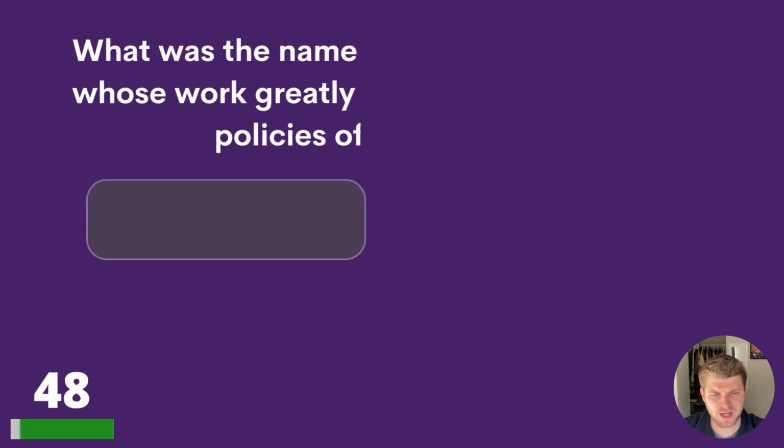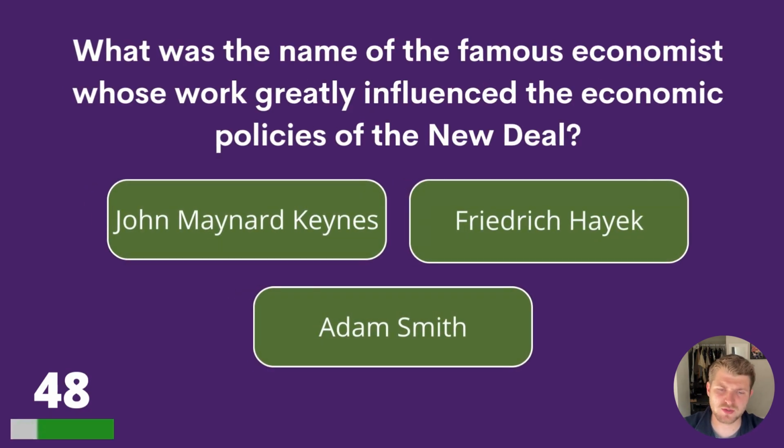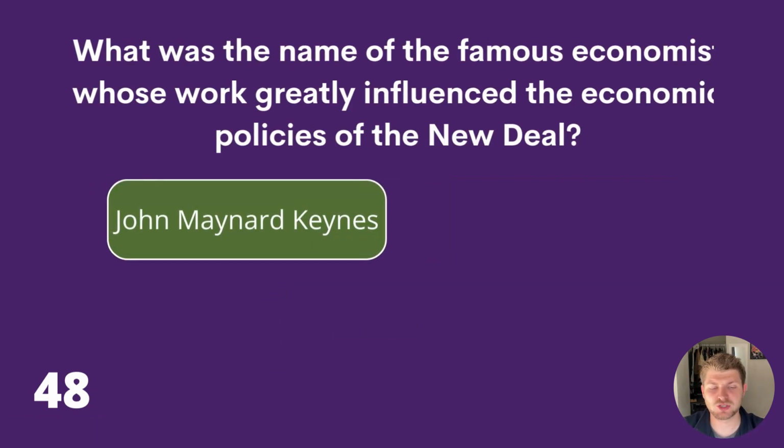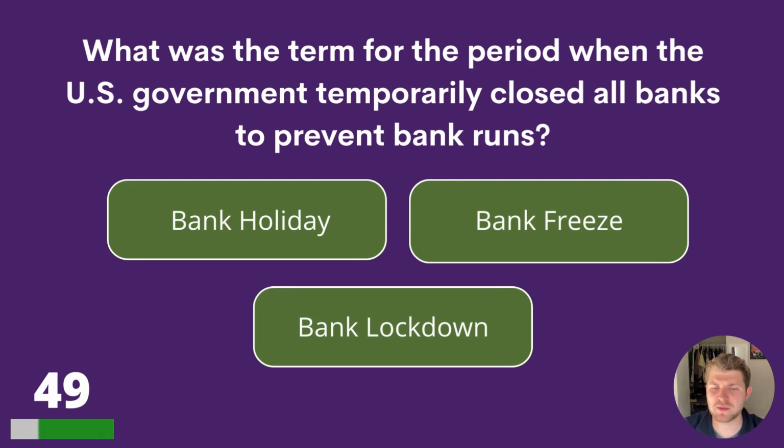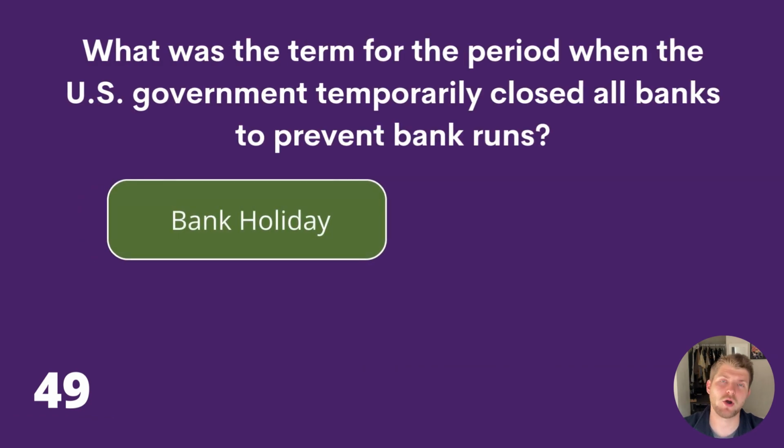Question 48. What was the name of the famous economist whose work greatly influenced the economic policies of the New Deal? John Maynard Keynes, Friedrich Hayek, or Adam Smith? The answer is John Maynard Keynes. 49. What was the term for the period when the US government temporarily closed all banks to prevent bank runs? Bank holiday, bank freeze, or bank lockdown? The answer is bank holiday.